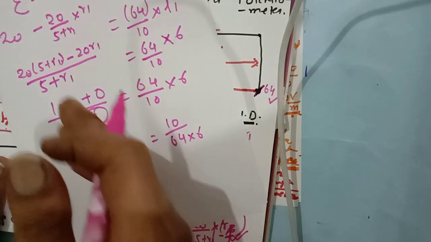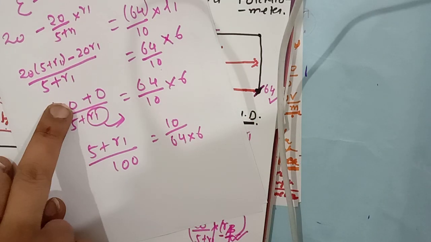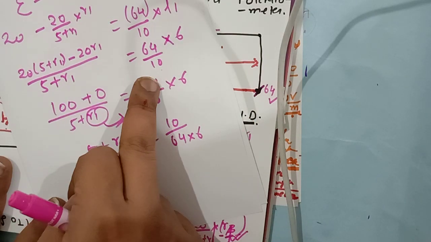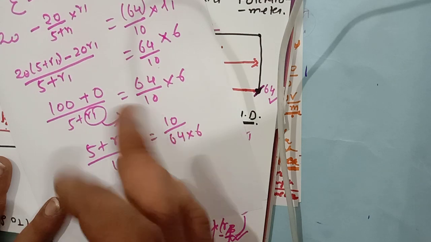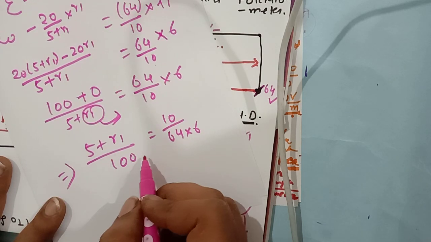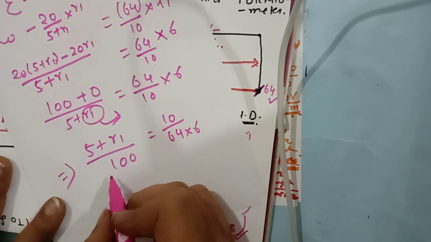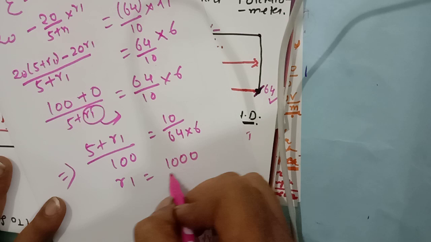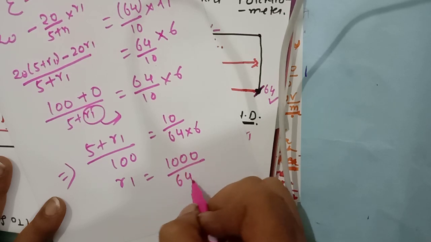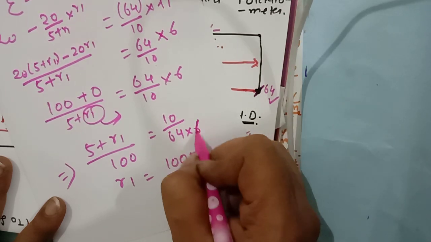I have inverted the fraction. If you invert the fraction on the left hand side, you have to also invert the fraction on the right hand side. Okay, so from here it can be easily found. R1 will be 1000 divided by 64 into 6. This is 6.